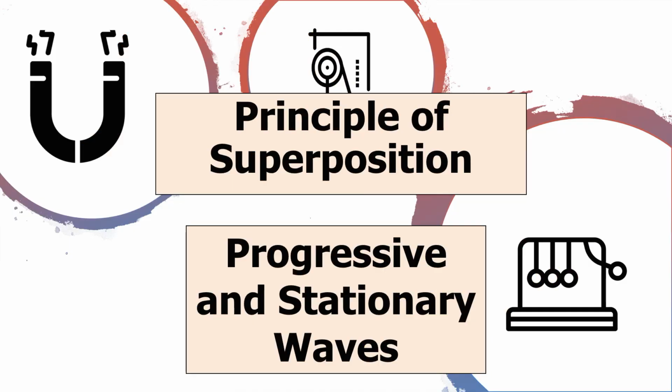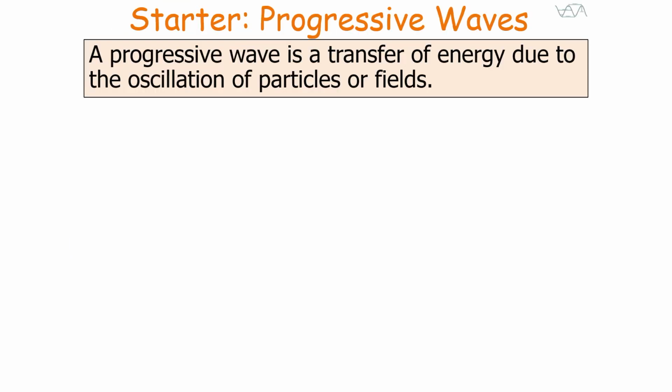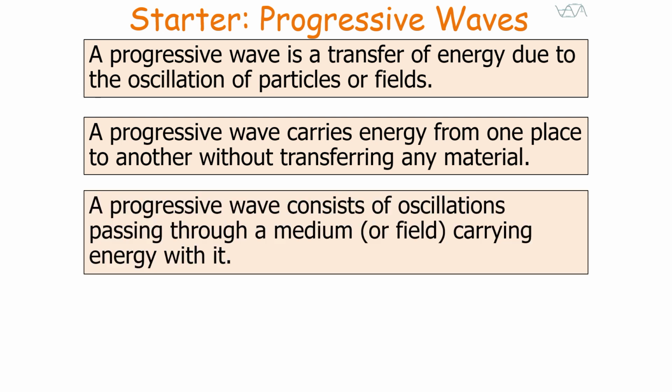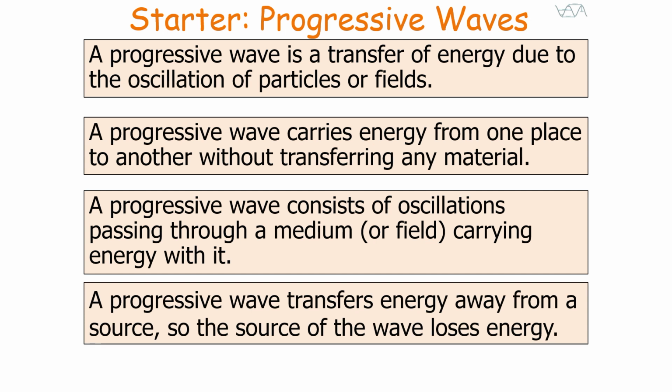Let's now finally look at the principle of superposition. Like mentioned before, a progressive wave is a transfer of energy due to the oscillations of particles or fields. So a progressive wave will carry energy from one place to another without transferring any material. A progressive wave consists of oscillations passing through a medium or field carrying energy with it, and a progressive wave transfers energy away from a source so that the source of the wave will lose energy.